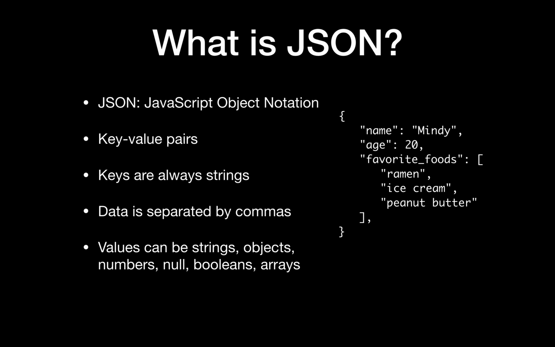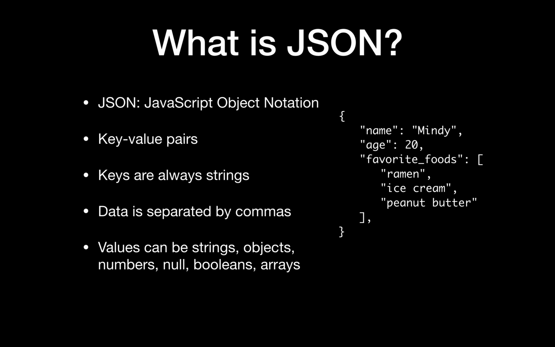And so what is a JSON? JSON is short for JavaScript Object Notation, and it's in the form of key-value pairs. So a lot of times when you make a GET request to an API or to a website, you might get something as a JSON in response, and then you can do whatever you want with that information. So they're key-value pairs. The keys are always strings, and then data is separated by commas. And your values can be either strings, objects, numbers, null, booleans, or arrays.